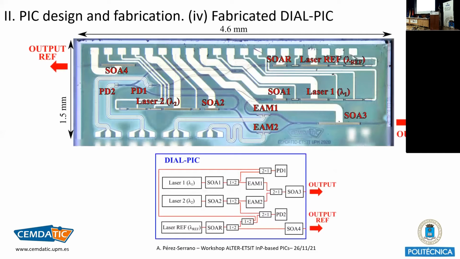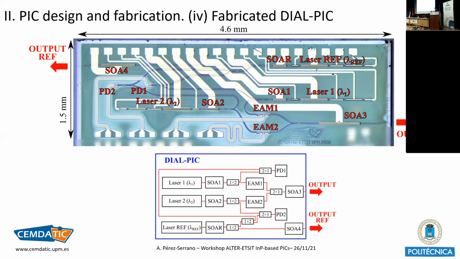This is a photograph of the fabricated device. Here you can see the different lasers and amplifiers. This is the electroabsorption modulators and the output. And here on this side is the output ref. The size is 4.6 millimeters by 1.5 millimeters. We electrically access the chip through 20 DC pads and also 4 RF pads for the modulation and also for obtaining the beat signal at the photodiodes.